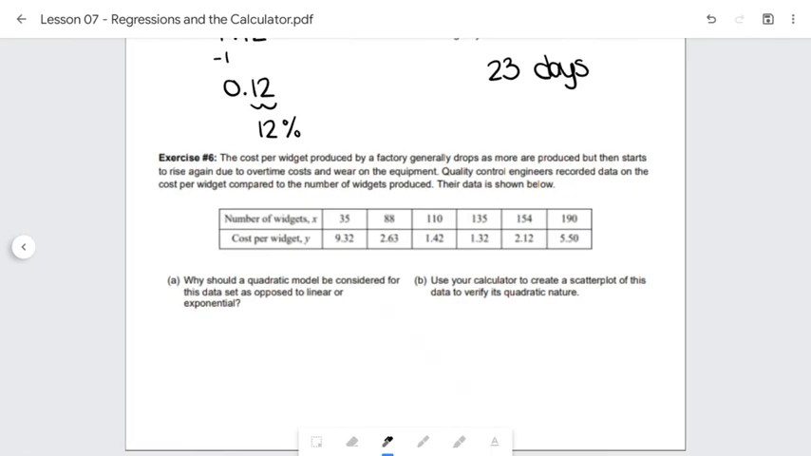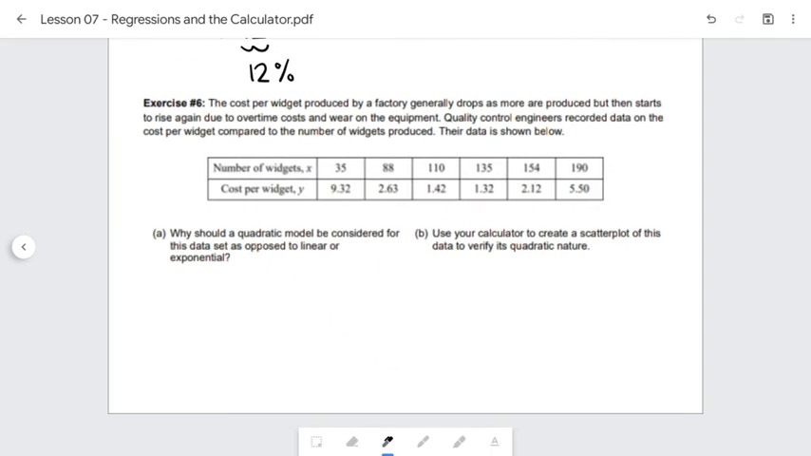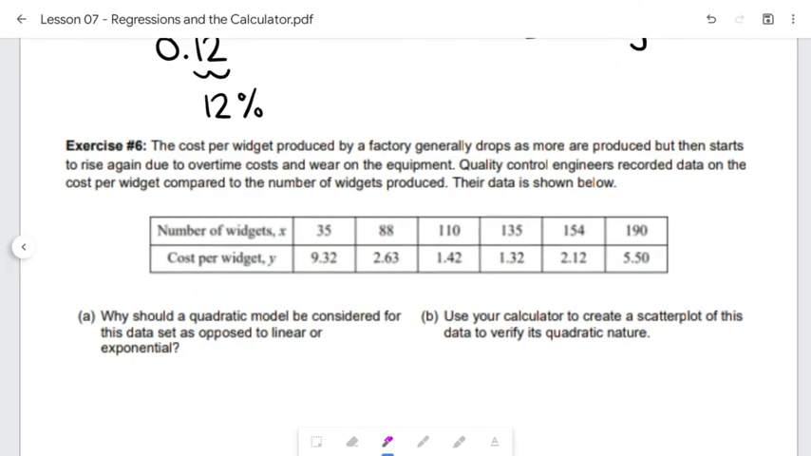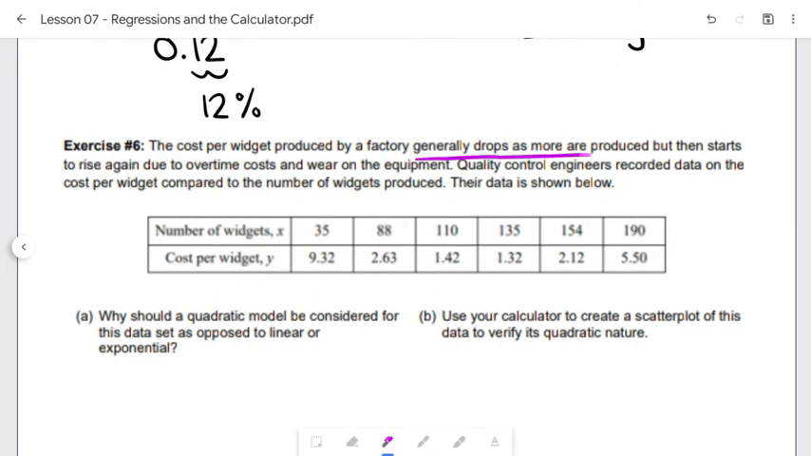Okay, last question of the day. The cost per widget produced by a factory generally drops as more are produced, but then it starts to rise again due to overtime costs and wear of the equipment. Quality control engineers record the data of cost per widget compared to the number of widgets produced. Their data is shown below. Why should a quadratic model be considered for this data as opposed to linear and exponential? Well, think about what they said in here: generally drops as more are produced, but then starts to rise again.